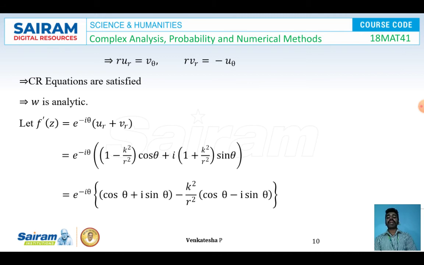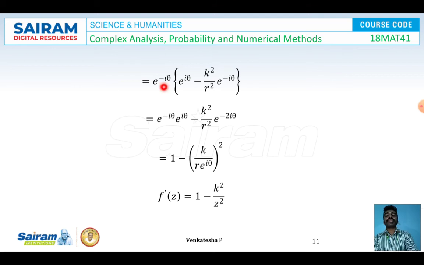So now I'm going to find f'(z). To find f'(z), the formula is e^(−iθ)(u_r + i v_r). So it becomes e^(−iθ) times, keeping u_r as (1 − k²/r²) cos θ and v_r as (1 + k²/r²) sin θ. I got e^(−iθ)[(1 − k²/r²) cos θ + i (1 + k²/r²) sin θ]. Expanding the equation: 1 into cos θ, i into 1 sin θ, minus k²/r² cos θ, again taking the negative common factor, I got minus i sin θ. So it will become e^(iθ), and e^(−iθ) here.